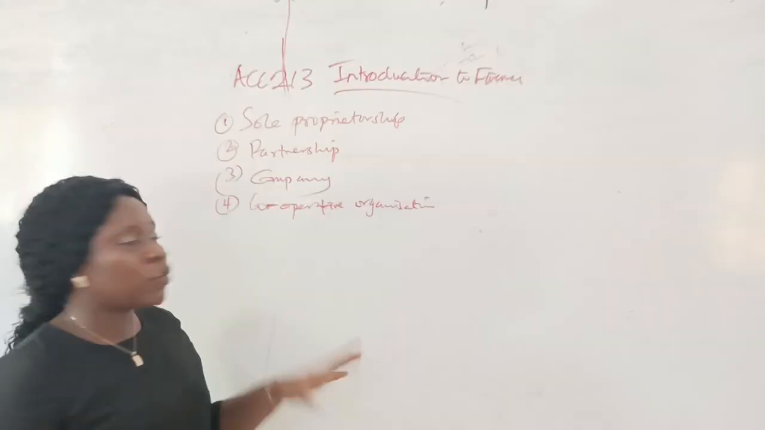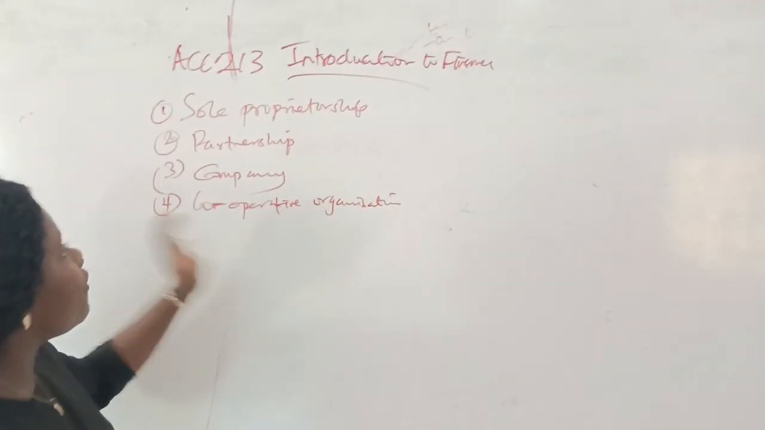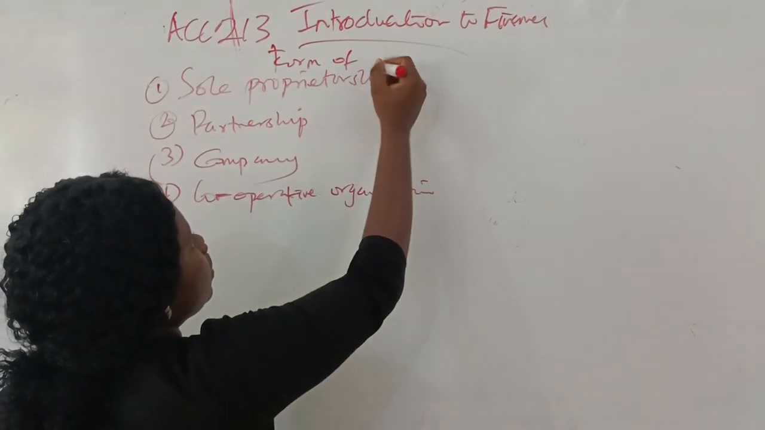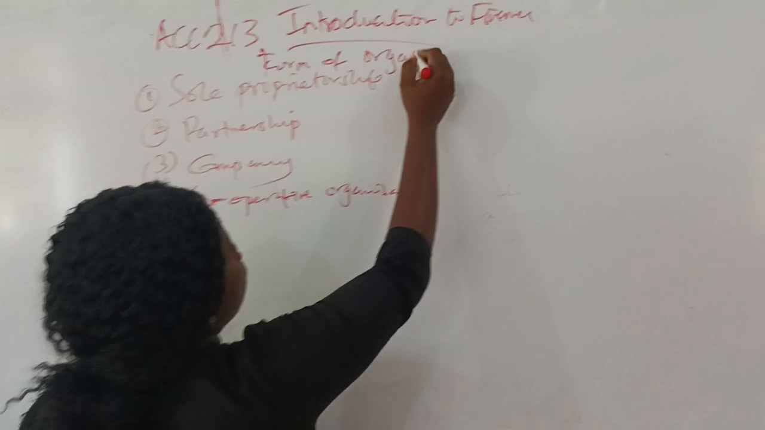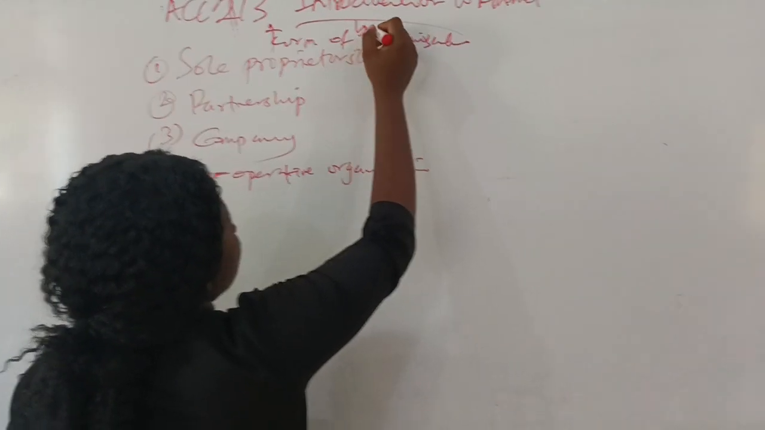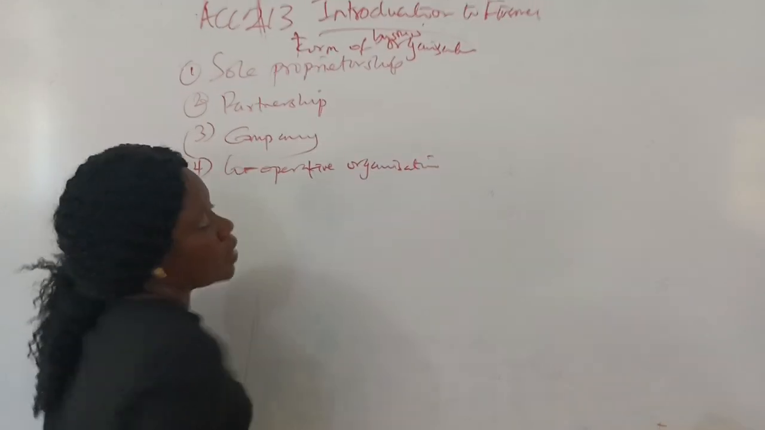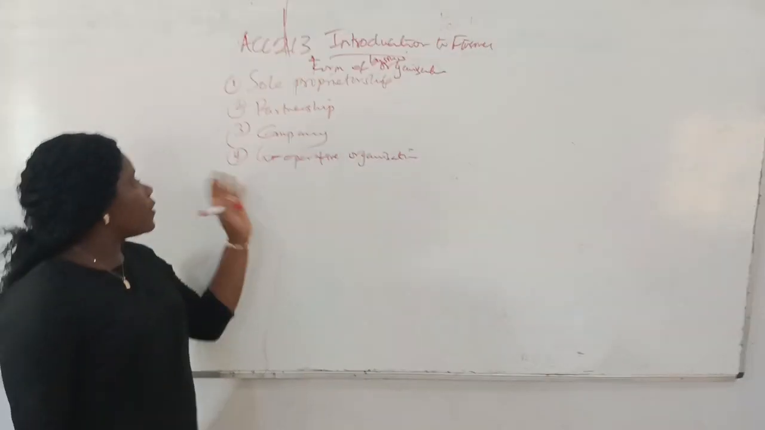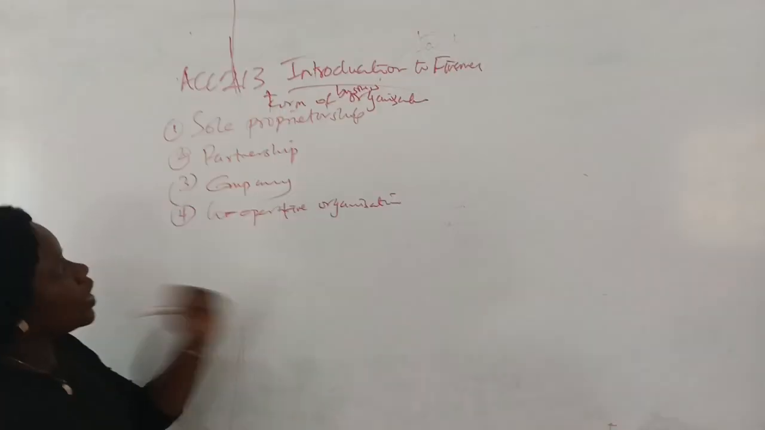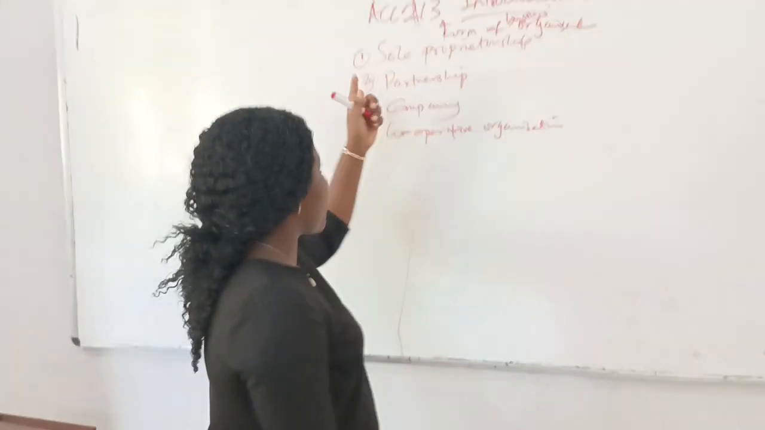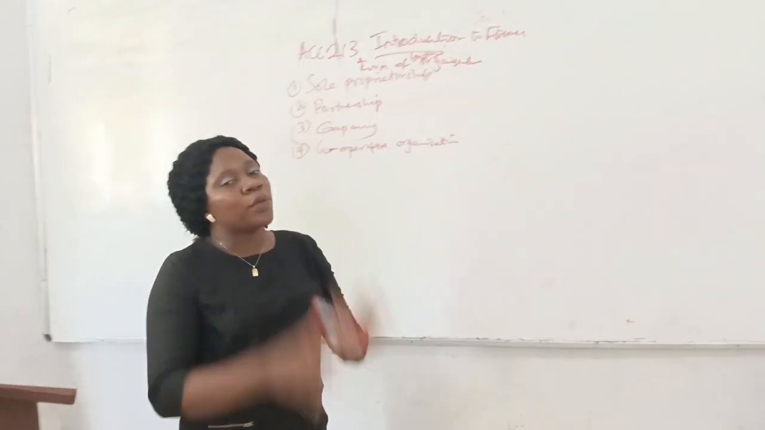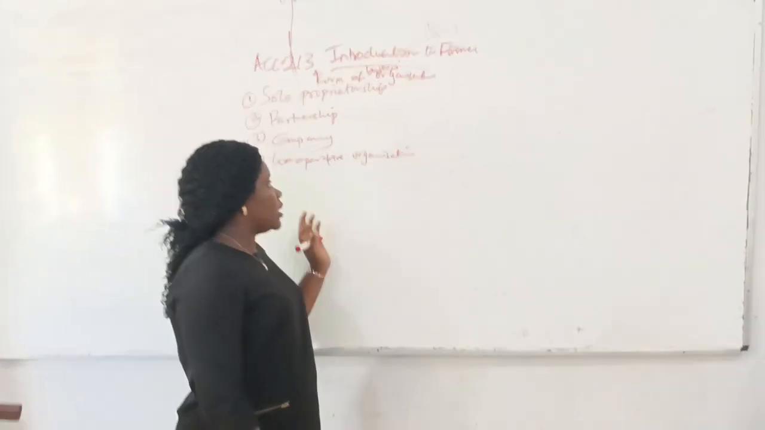And today I briefly just want us to talk about the forms of organizations we have. That's our study section 2. Forms of business organizations. You can just quickly open to your study section 2. And these are the 4 main types of business organization we'll be looking at: the sole proprietorship, the partnership, the company, the cooperative organization.